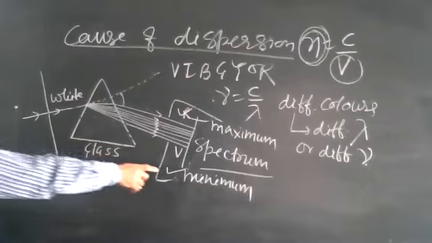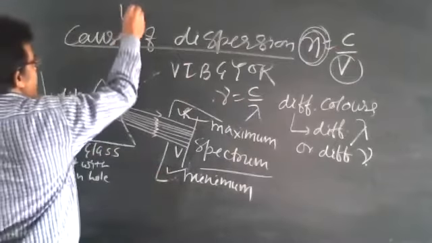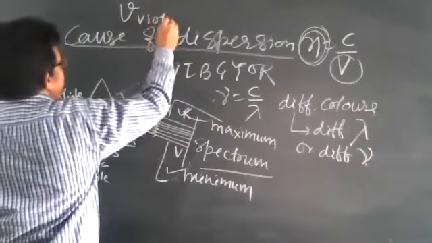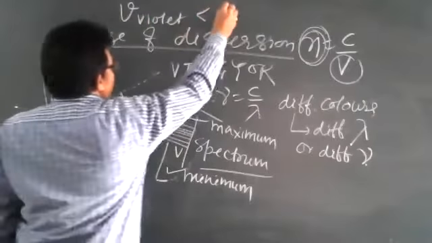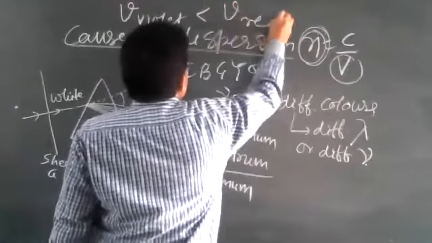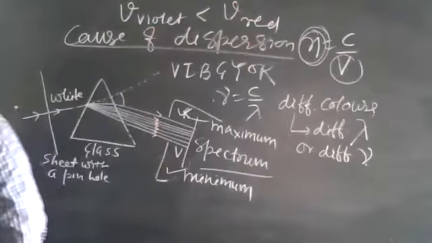Speed of the violet light, आपको बताया मैंने, speed of the violet is less than that of the speed of the red. ये v speed है बच्चों, ध्यान रखना.